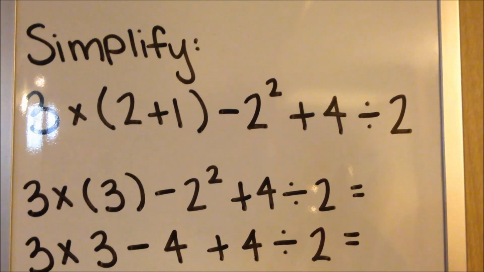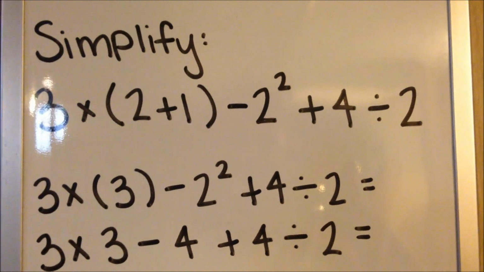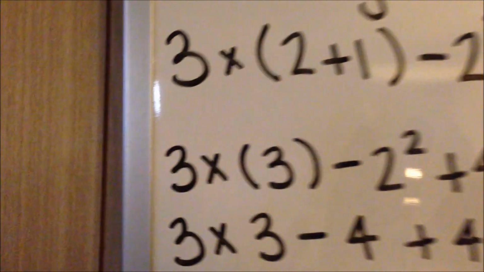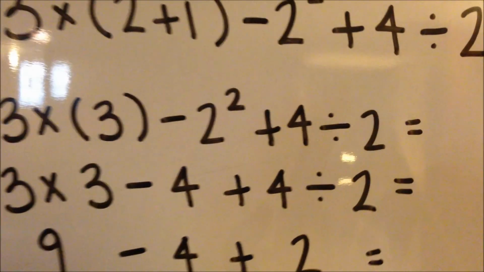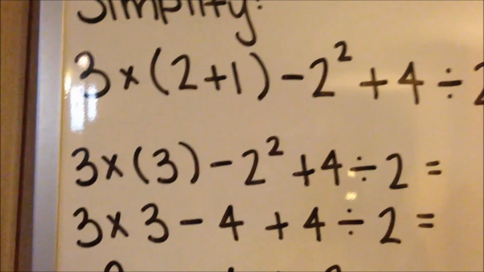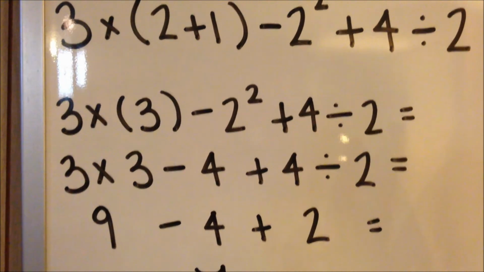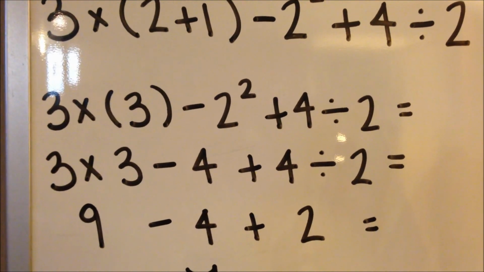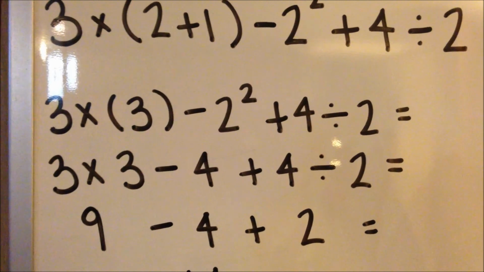The next question you want to ask yourself is, are there any multiplication or division symbols? There is a multiplication here and a division here. You can do both at the same time, but just ignore all the addition and subtraction signs. So we're going to do 3 times 3, which gives us 9, and 4 divided by 2, which gives us 2. Notice I just rewrote the minus 4 and the plus.